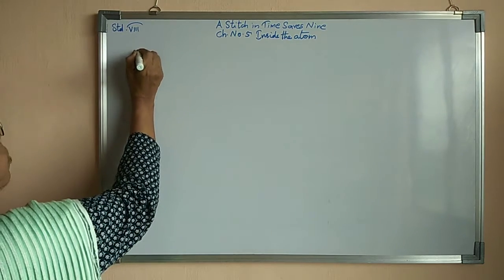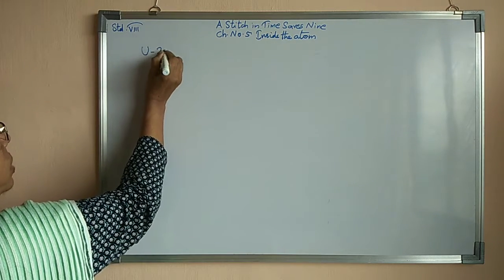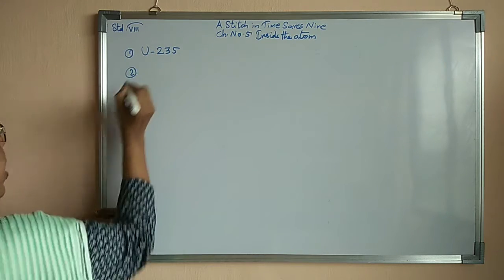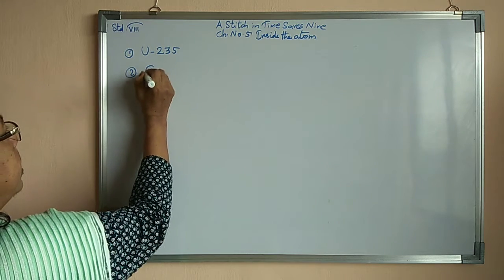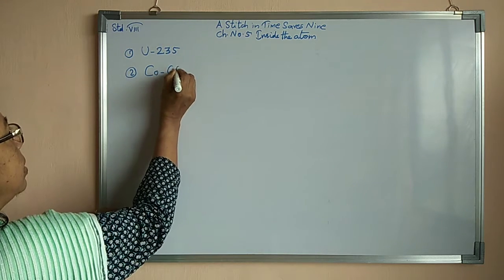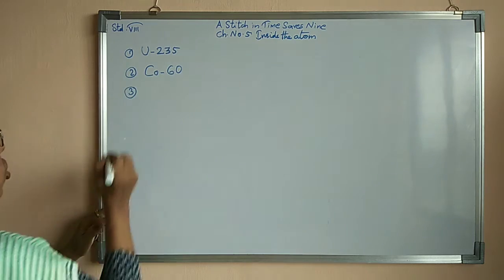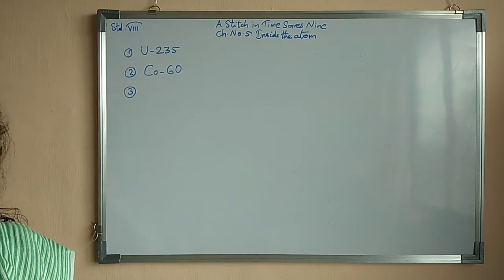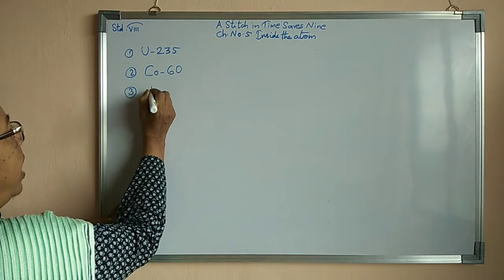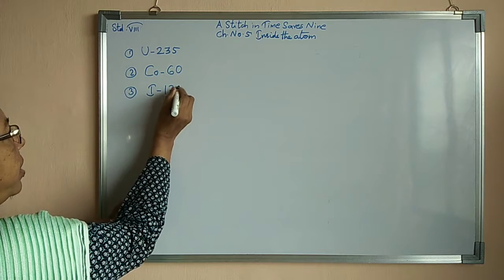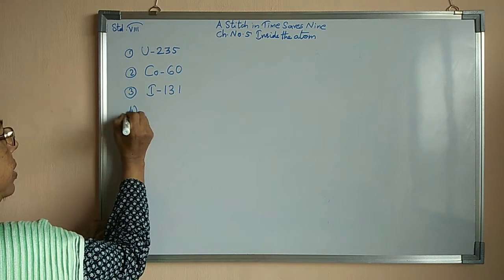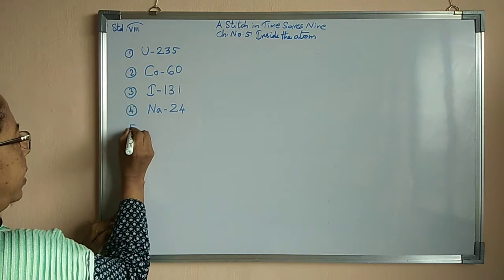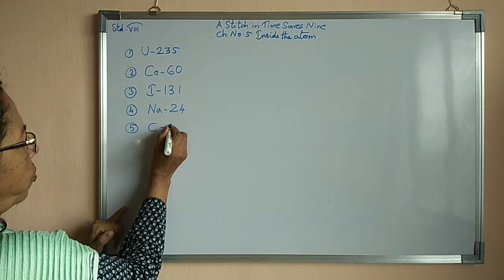Here the first one is uranium 235. Second, the radioactive isotope you have to study is Cobalt 60. Third radioisotope which you have to study, that means all these isotopes' uses you are going to study. Next one, iodine 131. Then sodium 24. Then carbon 14.